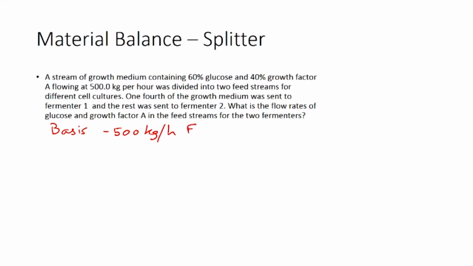Now the next step is to draw a flow chart which would clearly represent the process. So you have one feed stream which is flowing at a rate of 500 kilograms per hour and contains 60% glucose and 40% growth factor A. So this is divided into two streams which we call as the splitter exits. So the first exit we will say that has a flow rate of F1 kilograms per hour and the second one can have a flow rate of F2 kilograms per hour.